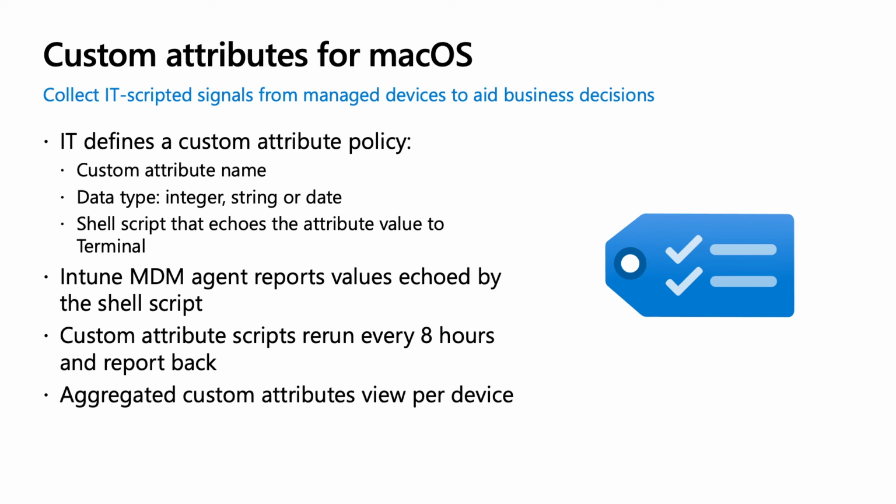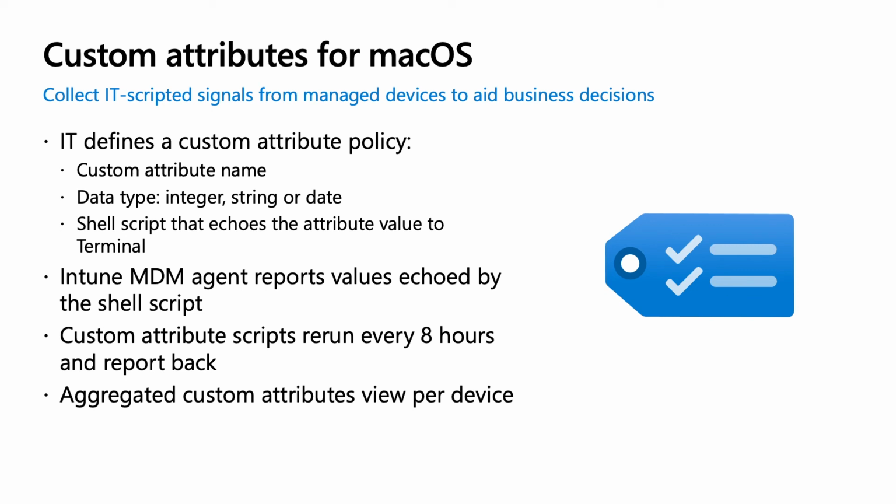Soon, you'll be able to define a custom attribute policy in Microsoft Endpoint Manager, where you can define a policy name, choose a data type of the result to be collected, and provide a shell script that can be run to collect the custom attribute. We envision that this will provide greater flexibility to Mac admins and enable them to collect device or user properties of their choosing to support their goals.